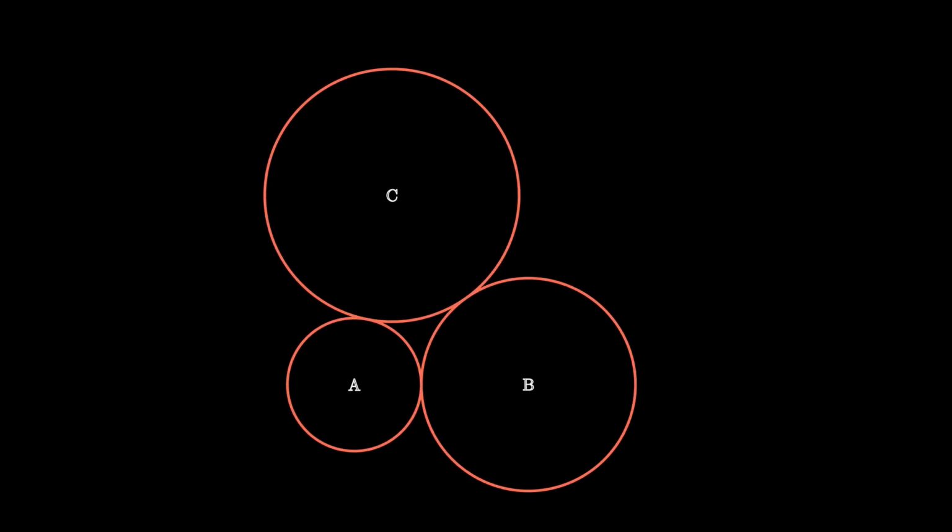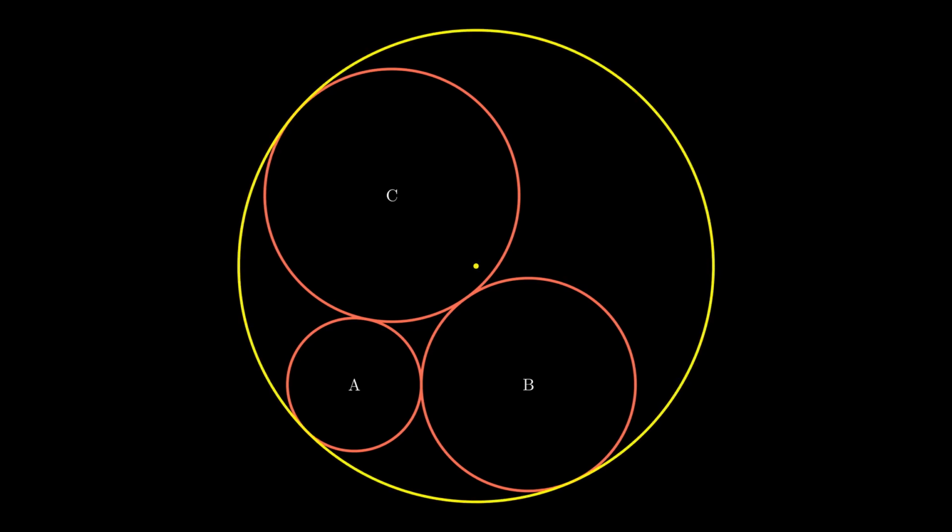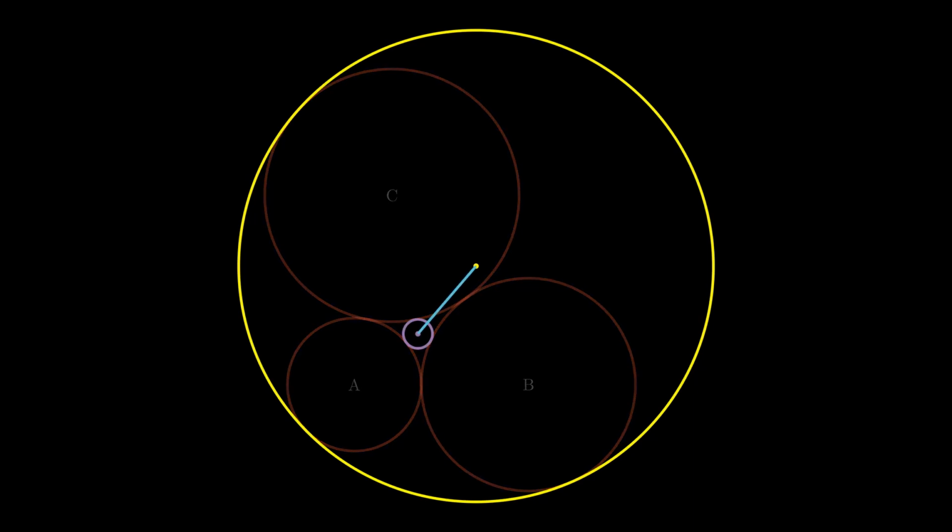Consider three circles that are mutually and externally tangent to each other. Given such a configuration, we can always draw two new circles: a circumscribing circle that is internally tangent to all three circles, and an inscribed circle that is externally tangent to all three circles. The question that we are interested in this video is about the distance between the centers of these two circles.